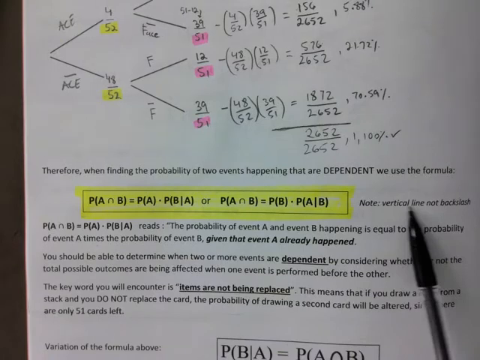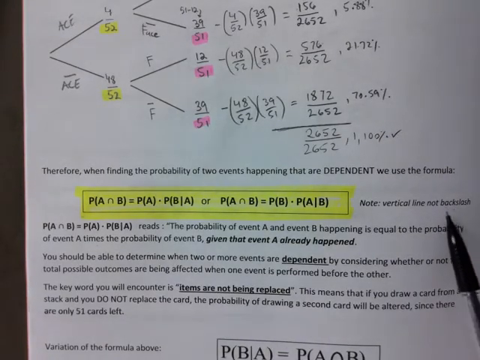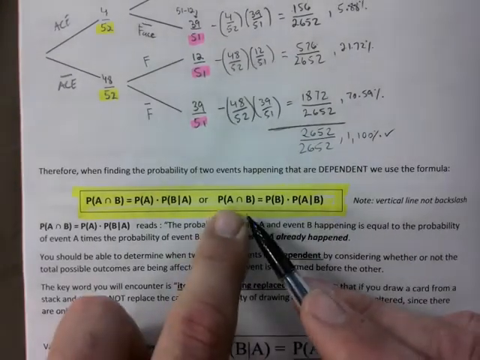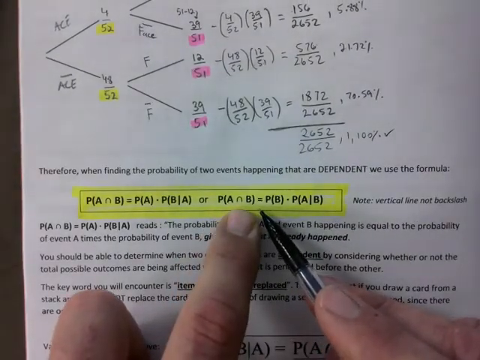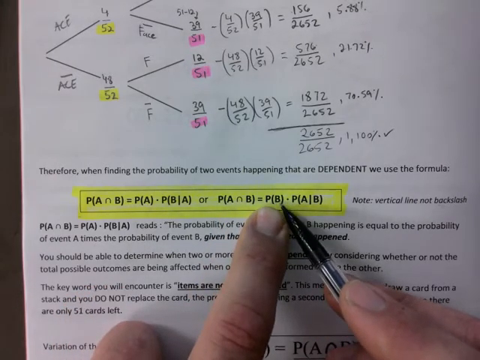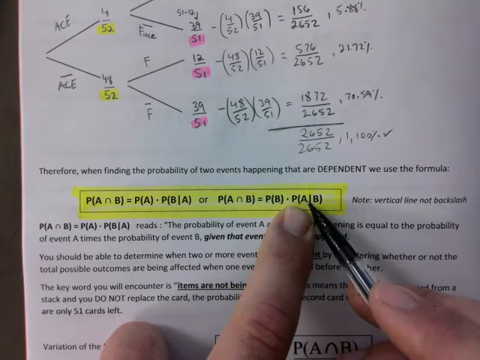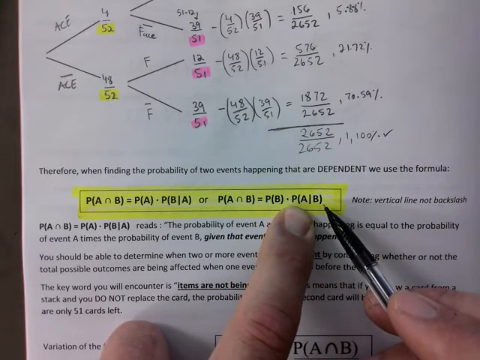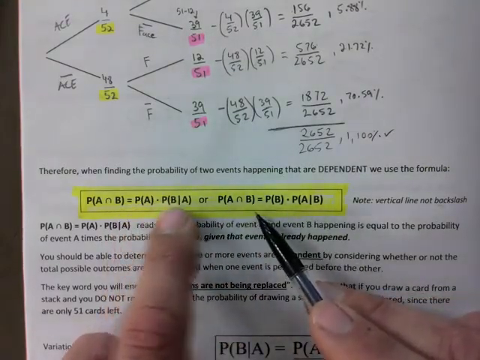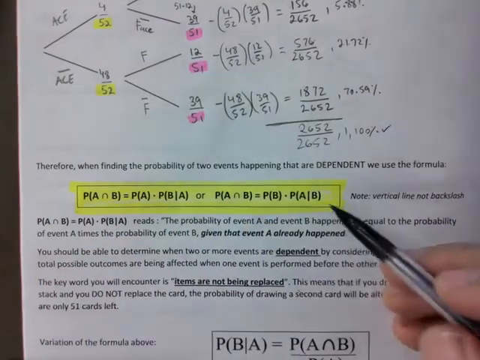And notice that it's a vertical line, not a backslash. So remember in chapter 3, that's very important to remember, right? And what is this one saying? Well, you could have reversed the order. You could have said probability of getting a face card times probability of getting an ace given that you already drew a face card before, right? So you can state the same thing, so you can flip this in any way you want, okay?